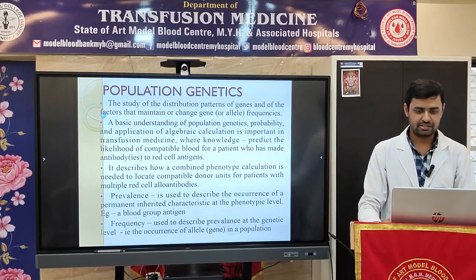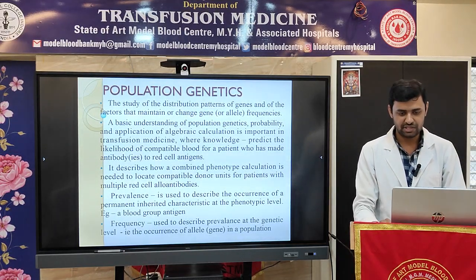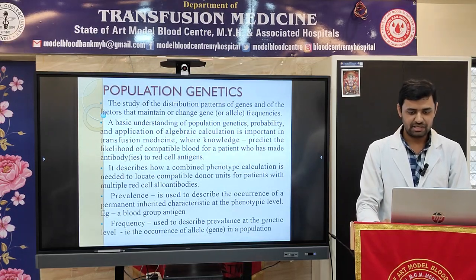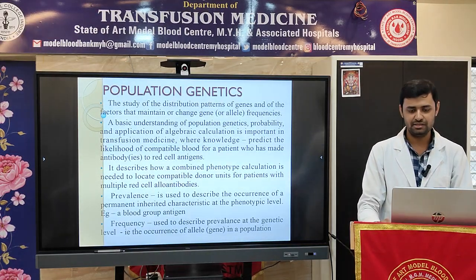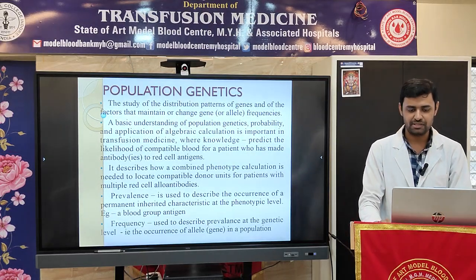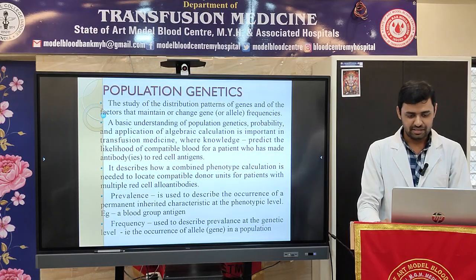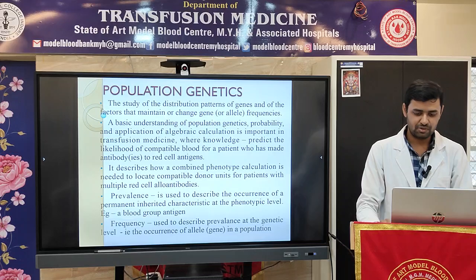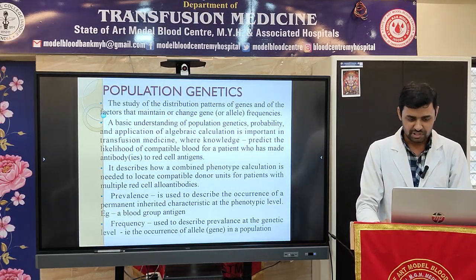Now coming to population genetics. The study of distribution patterns of genes and of the factors that maintain or change gene or allele frequencies. A basic understanding of population genetics, probability and application of algebraic calculation is important in transfusion medicine, where knowledge can be applied to predict the likelihood of compatible blood for a patient who has made antibody or antibodies to red cell antigens. It describes how a combined phenotype calculation is needed to locate compatible donor units for patients with multiple red cell alloantibodies.